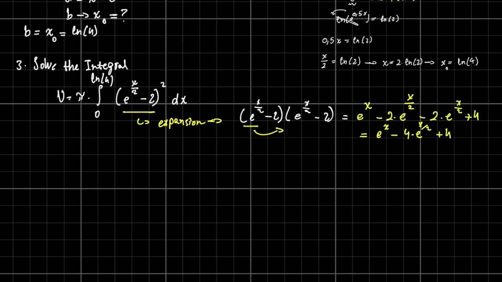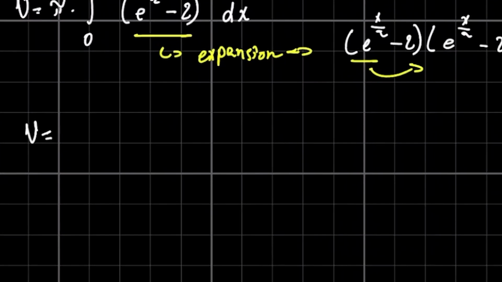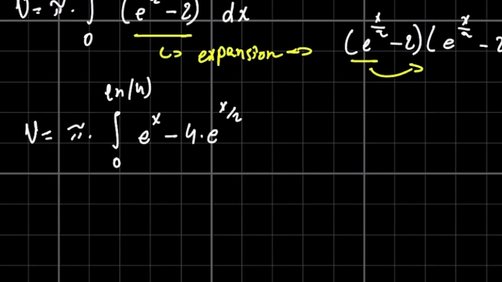So it'll be V, the volume, is equal to pi times my integral boundaries from 0 to ln of 4. And then I'll have what's inside my integral. The function that I need to integrate is basically going to be e to the power of x minus 4 times e to the power of x over 2 plus 4, and then I'm integrating in respect to dx again.